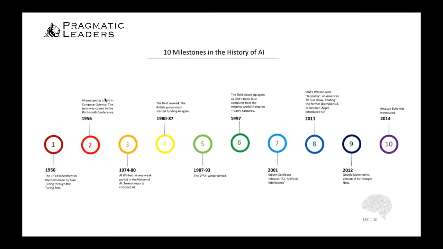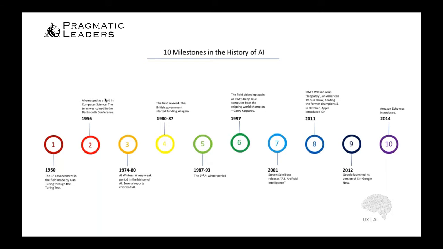And one of the first popular AI films at that time was The Terminator, which basically showed war between machines and humans. From 87 to 93, again, there was a lull. But then in 97, the field picked up again as IBM's Deep Blue computer had defeated the world reigning champion in chess, Garry Kasparov. In 2001, Steven Spielberg released Artificial Intelligence, which was a tech noir drama on a robotic boy who dreamt to be a human.